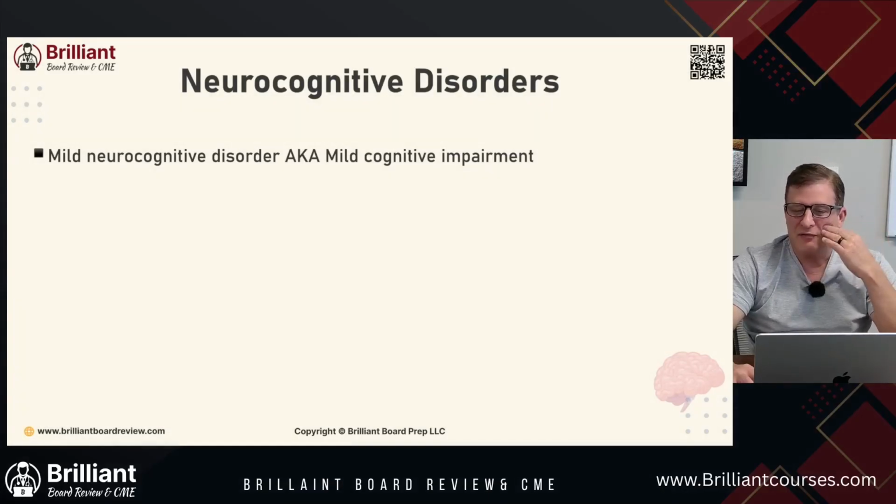All of us may have a mild cognitive impairment nowadays because a lot of us rely on electronic devices to help us get through the day. How many even remember any phone numbers anymore? So we've given ourselves mild cognitive impairment.